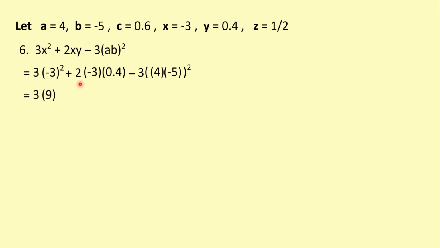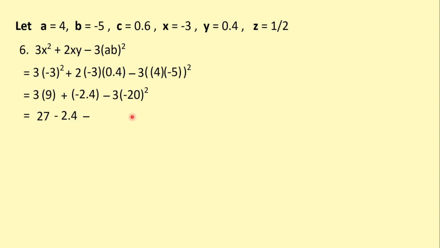Okay. 2 times negative 3 is negative 6. Then negative 6 times 0.4 is negative 2.4. Okay, check nyo na lang. 3 times 4 times negative 5 is negative 20 raised to the power of 2. Okay, simplify lang natin. 3 times 9 is 27. Then magiging minus 2.4 ito.